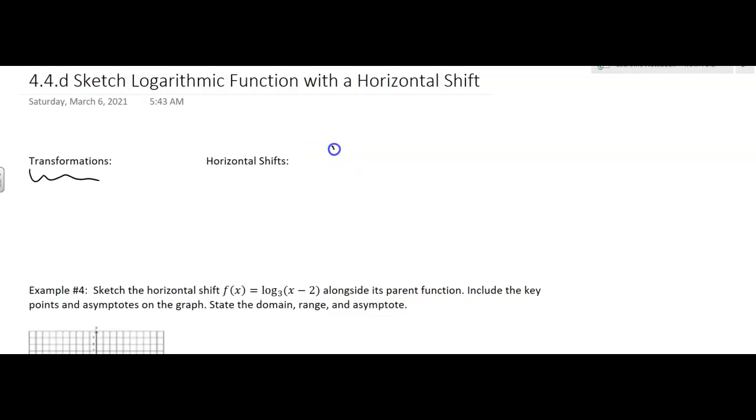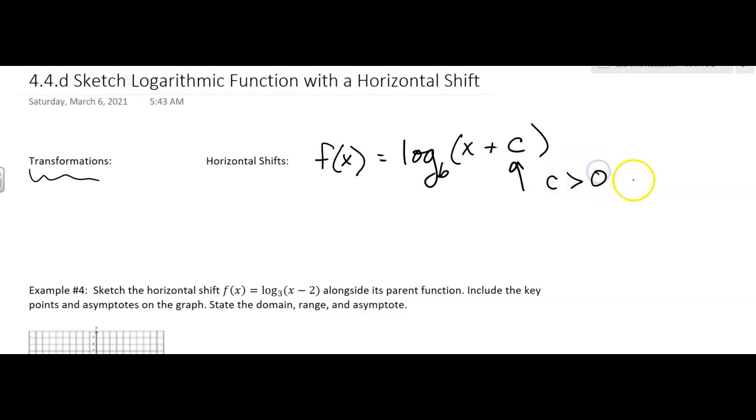And so the form they give us for a horizontal shift is going to be log base b of x plus c. And then c is going to tell us if it moves to the right or the left. If c is positive, it's going to move, what do you think? Left. And if c is negative, then it's going to move to the right.